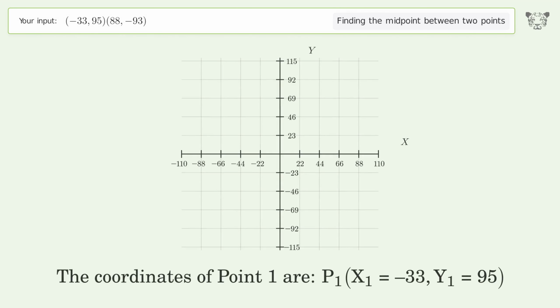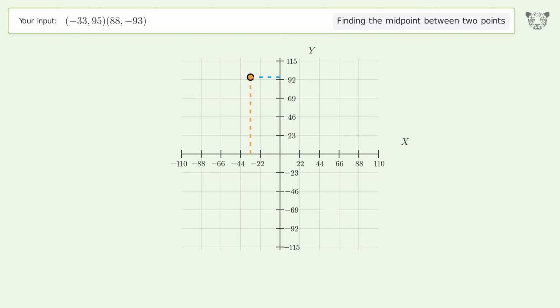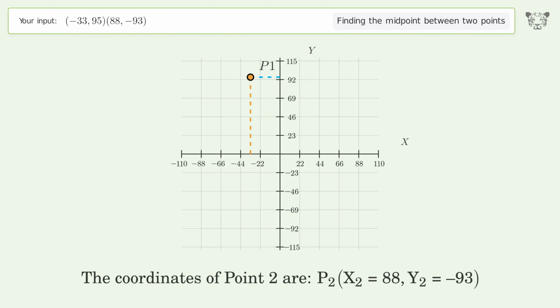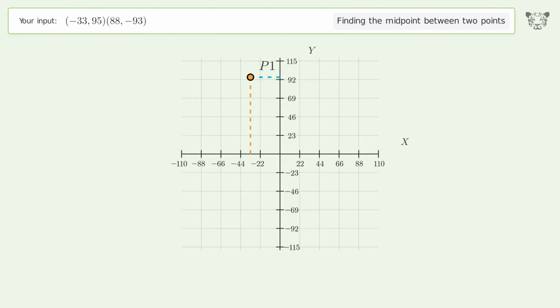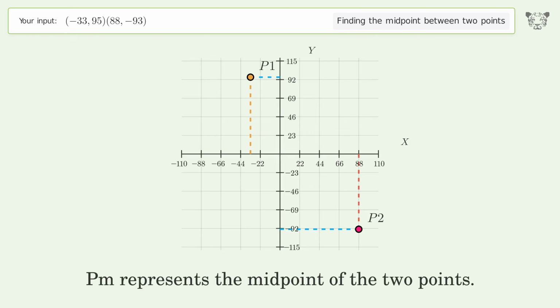The coordinates of point 1 are, x1 equals -33, y1 equals 95. The coordinates of point 2 are, x2 equals 88, y2 equals -93. PM represents the midpoint of the 2 points.